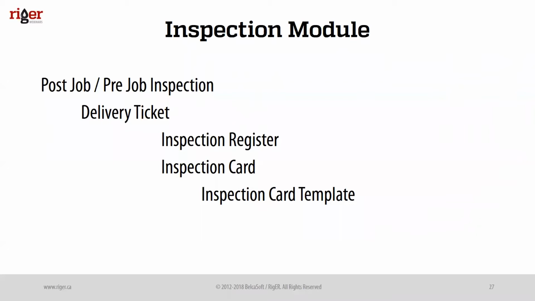So we have 3 inspection documents: inspection register, inspection card, and inspection card template. Inspection card template is a universal form which gives you an opportunity to have any kind of questions for your inspection card. So actually you build the inspection card based on your card template, and it's very flexible and you can change it every time. So let's see how you can set up the inspection process in RigER.